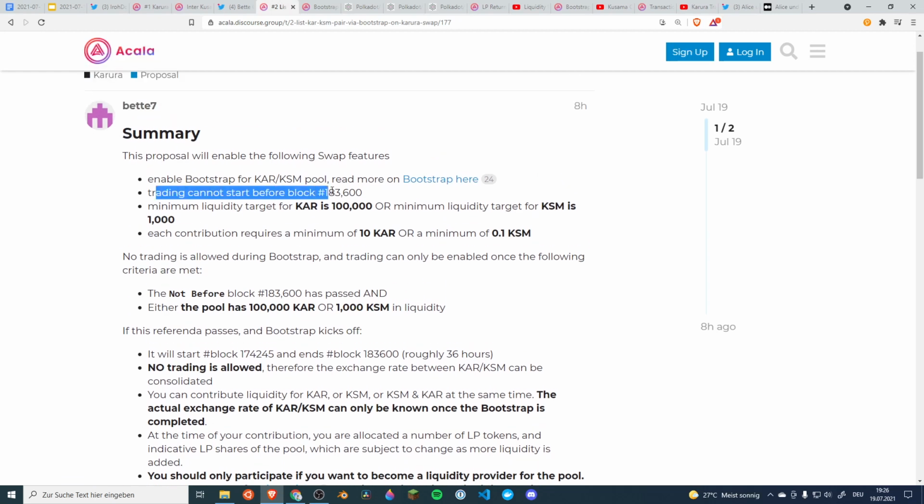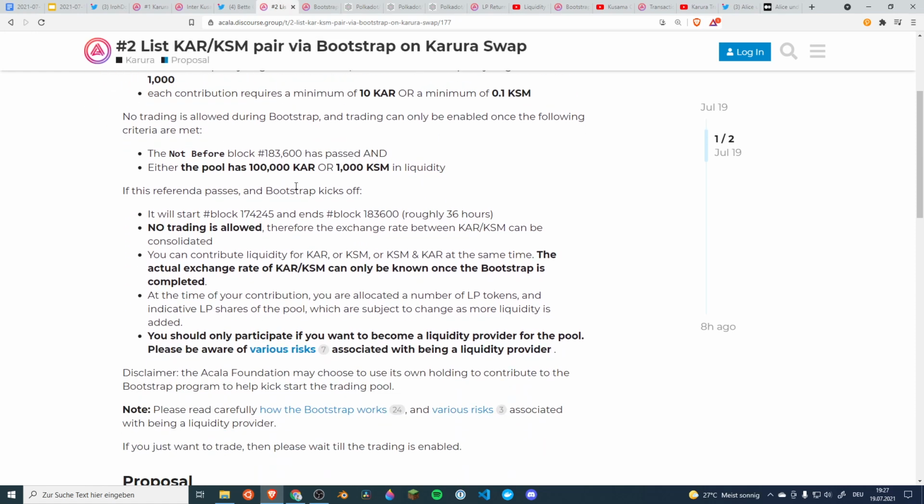So the trading cannot start before block number 183,600. We are going to look in a second at what date this is. The pool has to have a minimum liquidity target of 100,000 KAR or 1,000 KSM, and each contribution requires a minimum of 10 KAR or 0.1 KSM. So these are the details. And before that happens, no trading is allowed.